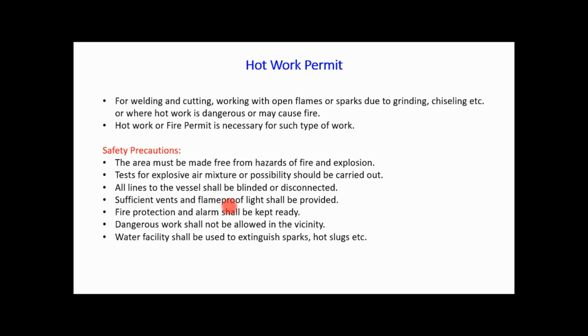Then sufficient vents and flame-proof light shall be provided. Lighting, ventilation and illumination systems should be sufficient for doing the work in a comfortable way, and that is why flame-proof light should be provided. Venting means sufficient air should be provided in that area for doing the work comfortably. The fire protection and alarm shall be kept ready. Dangerous work shall not be allowed in the vicinity, and water facilities shall be used to extinguish sparks, hot slugs, etc. The main hazards are fire and explosion, and we can think in a logical way about what the precautionary measures should be for reducing these hazards. Now you can understand why these precautionary measures are there for the hot work permit system.